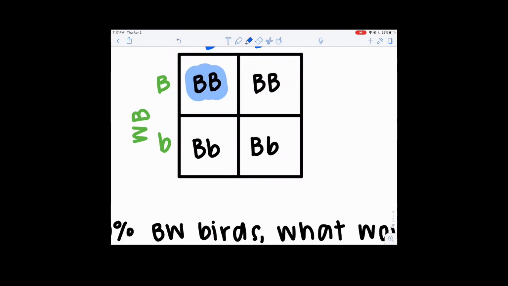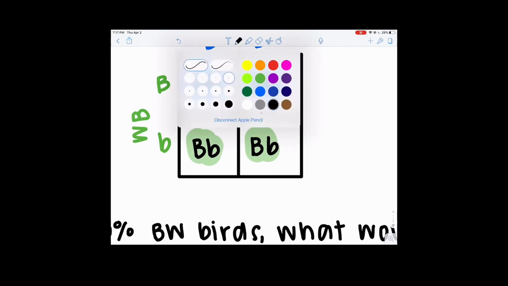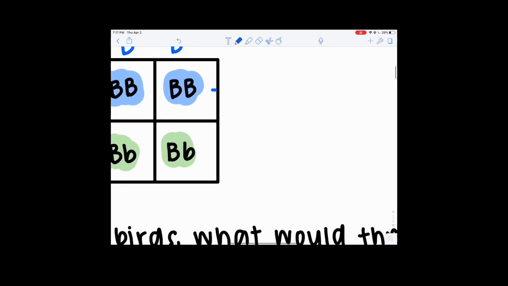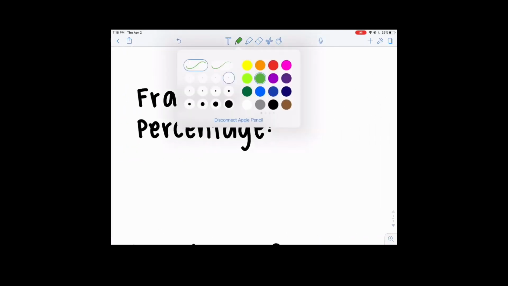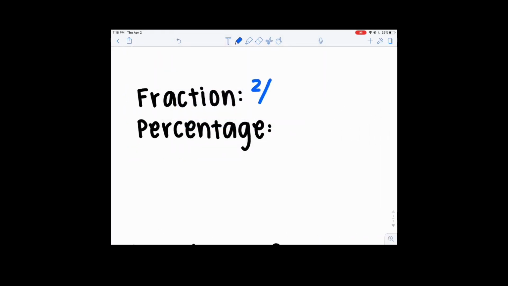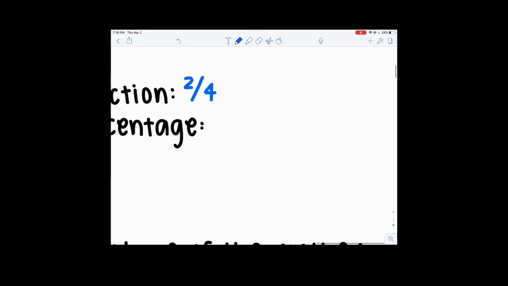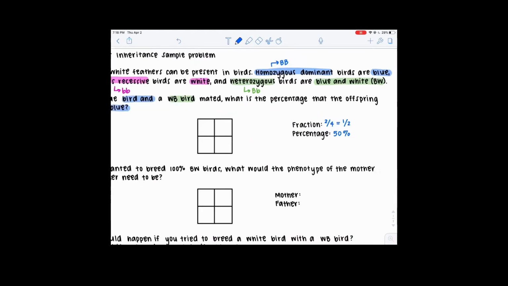As you can see, we have two homozygous dominant bluebirds and two heterozygous white and bluebirds. We can label that over here as homozygous dominant, and we can also label the heterozygous birds. The question asked what percentage of the offspring would be blue, and we know we have 2 out of 4, or 1/2 of them, that are homozygous dominant BB, and that is equal to 50%.